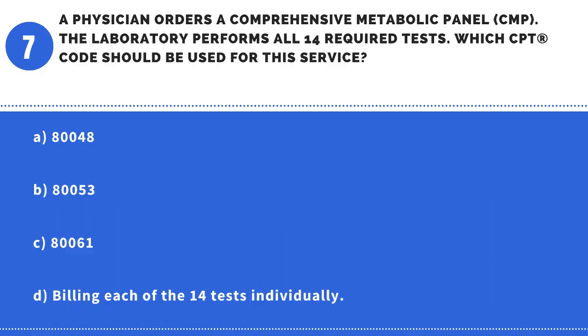sample. Question 7. A physician orders a comprehensive metabolic panel, CMP. The laboratory performs all 14 required tests. Which CPT code should be used for this service? A. 80048. B. 80053. C. 80061. D. Billing each of the 14 tests individually. Answer: B.